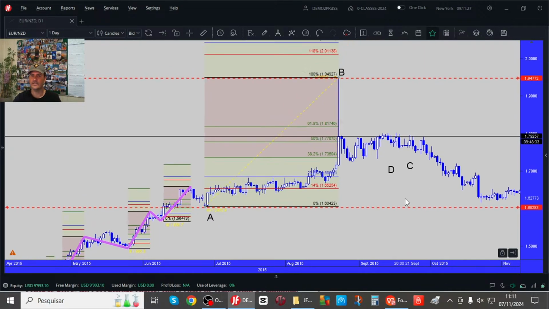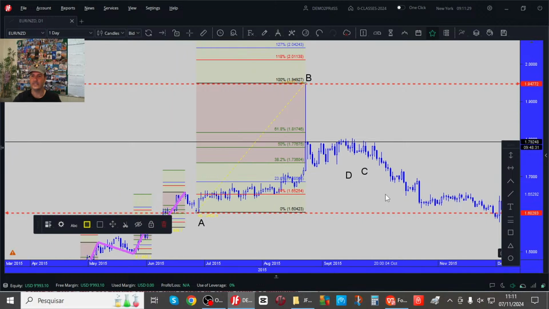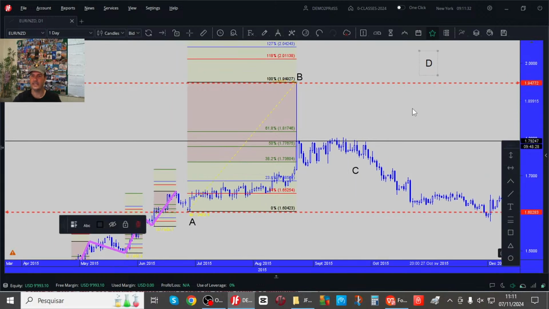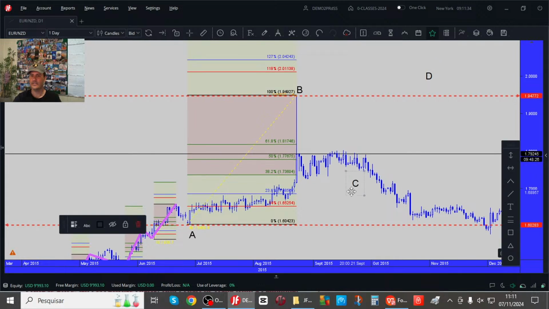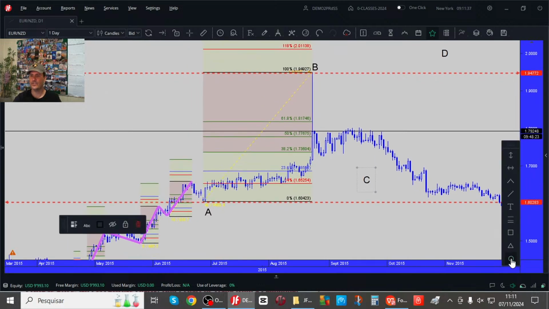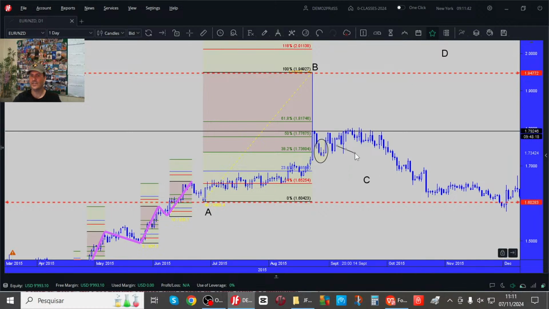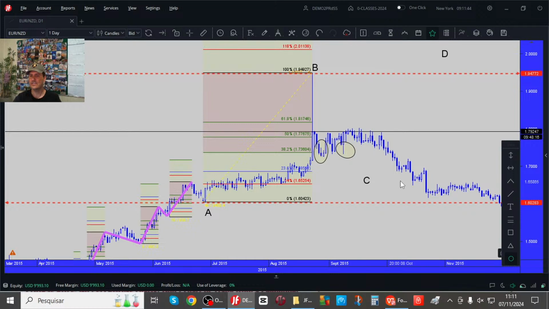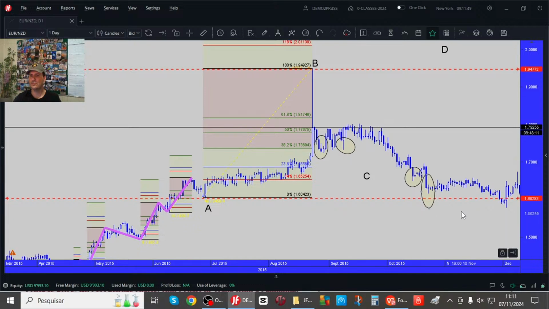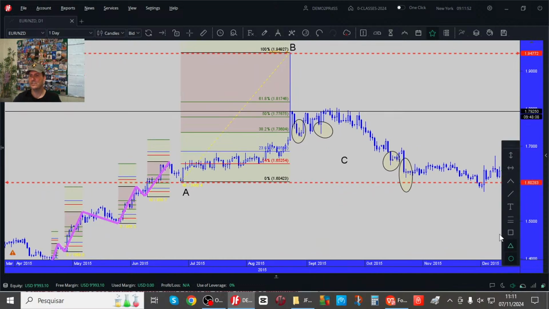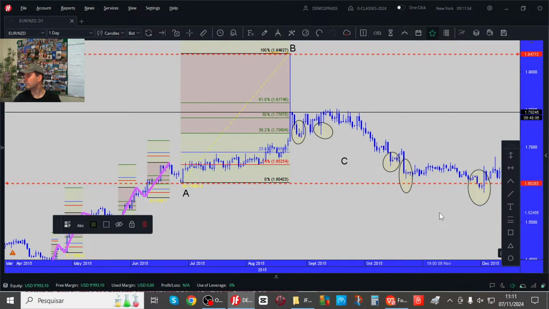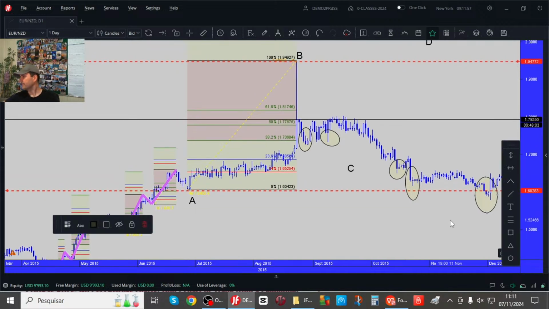Now, everybody listen up, help me out. Hedge fund trader Alexander, which one is the C? Is the first circle the C? Is the second circle the C? Is the third circle the C? Is the fourth circle the C? Or is the fifth circle the C, everybody? Which one is the C? What do you think?